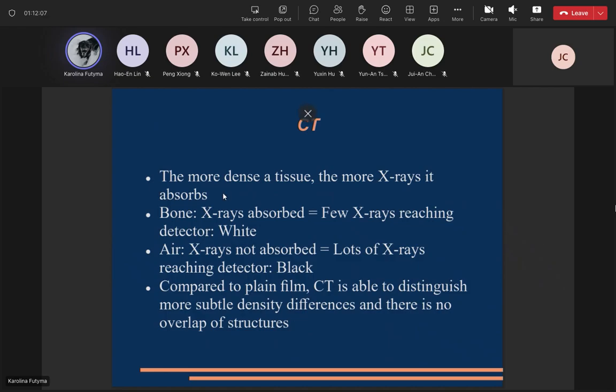And the most important thing to remember is that the more dense a tissue, the more X-ray it absorbs. Bone X-rays are absorbed, and few X-rays reaching the detector can look as a white area. So bone in a CT is white. Air X-rays are not absorbed. Lots of X-rays reach the detector, and it can be visualized as a black area. Compared to plain film, CT is able to distinguish more subtle density differences, and there is no overlapping of the structures.